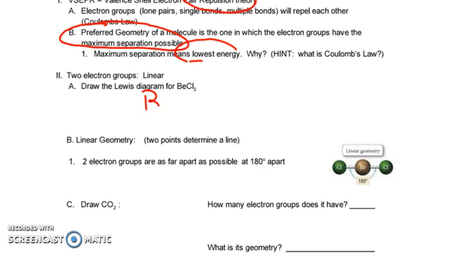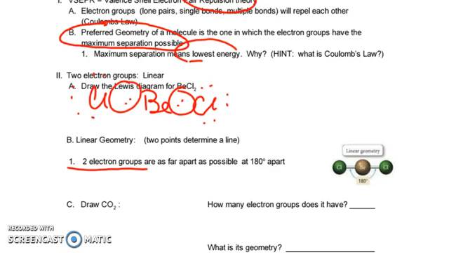So I will start off with beryllium, and it has 2 valence shell electrons. Here's your chlorine with its 7. And there we have it. So how far apart can those 2 chlorines be from one another? And it ends up being 180 degrees. So 2 electron groups, these guys right here, are as far apart as they can be at 180 degrees. Maximum separation for really anything. So that would be beryllium chloride.